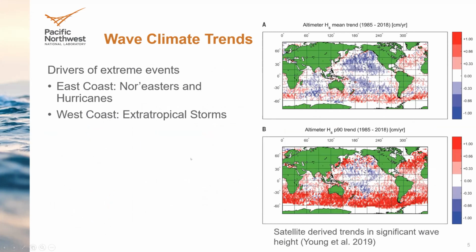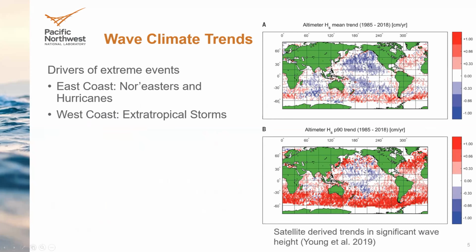As Raghu mentioned, the extremes are different, so the drivers of the extreme events are different. You have nor'easters and hurricanes driving those extremes in the East Coast, and then extratropical storms in the Pacific, and these will have different signatures. So these extratropical storms will generate these very long swells as they travel through the North Pacific.